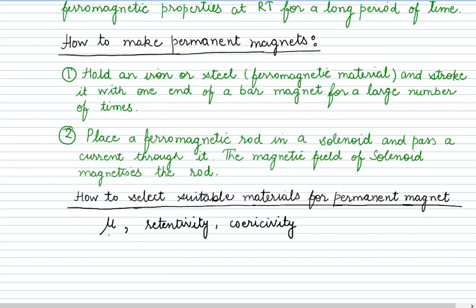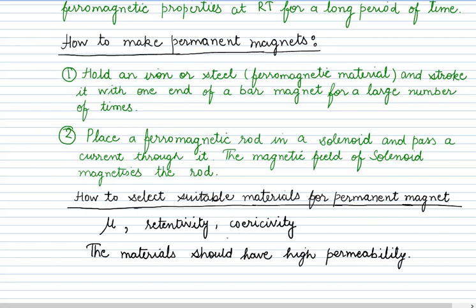Permeability, we know, is how easily a material allows the magnetic field lines to pass through it. So any material we want to use as a permanent magnet should have a high permeability. Now about retentivity and coercivity, we still don't know what these two quantities are. For a moment, note them down, then we'll study them, and I'll make it clear why we should have these high values.